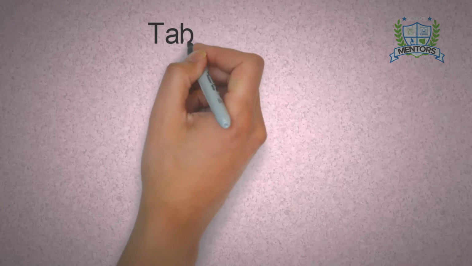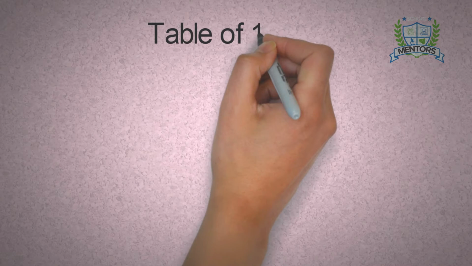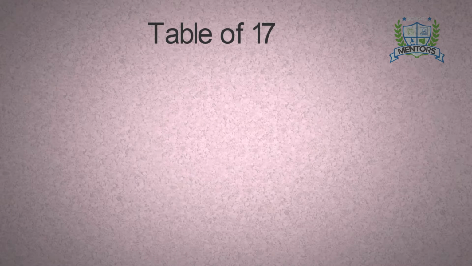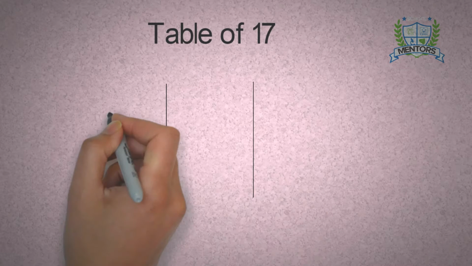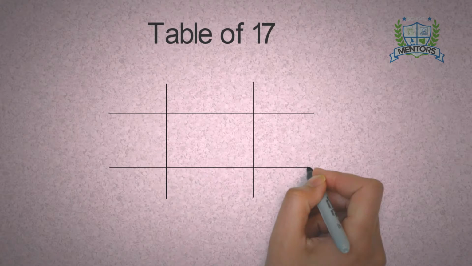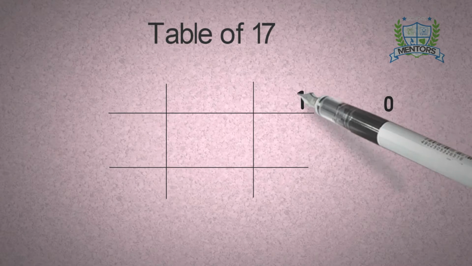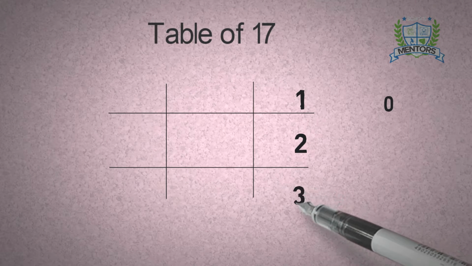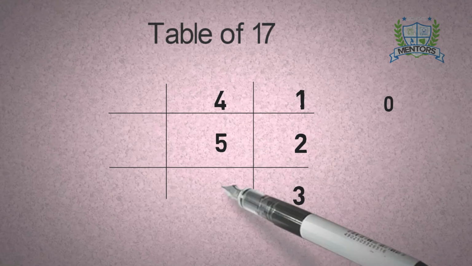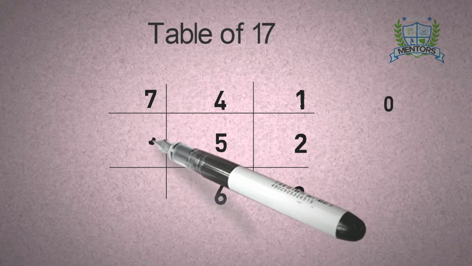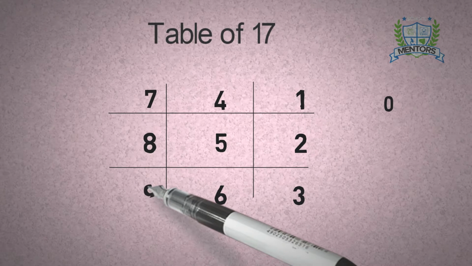In today's episode, we are going to watch how to write the table of 17 the easy way. For that, we are going to write a crisscross like so. And after doing that, we are going to write the countdown from 0. So we'll put 0 over there and then 1, 2, 3 on the right hand side, 4, 5, 6 in the middle, 7, 8, 9 on the left hand side.